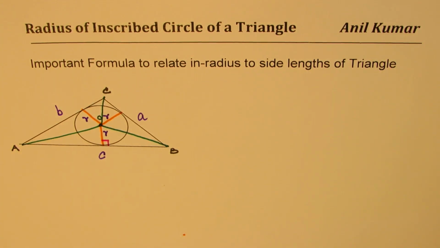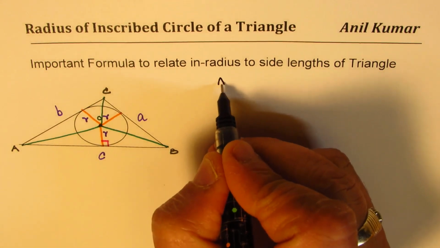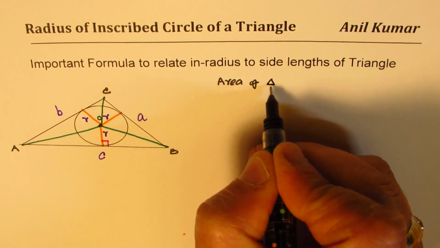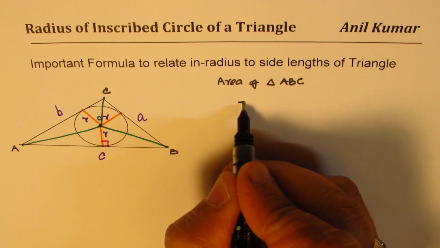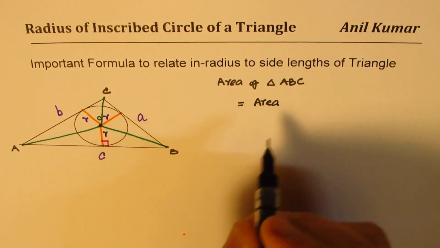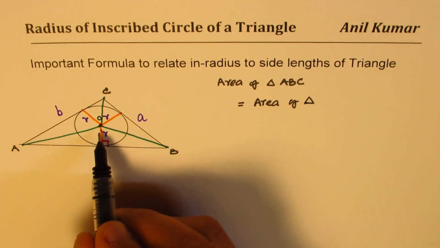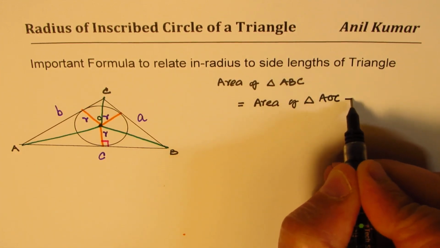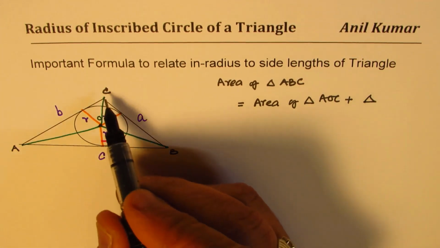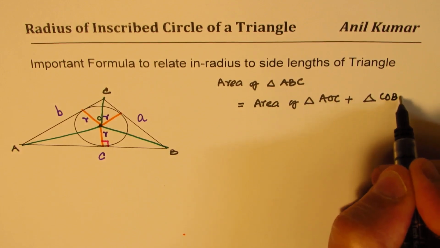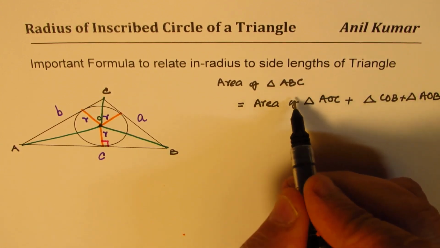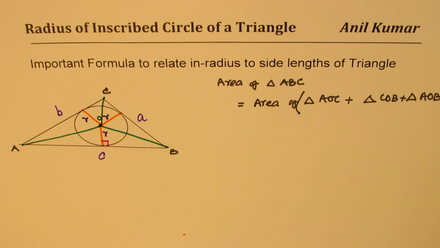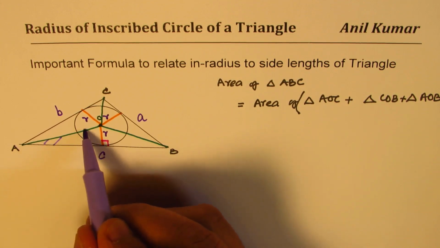Now, we can say that the area of the big triangle ABC is equal to the area of the small triangles AOC plus triangle COB plus triangle AOB. So it is the area of all these combined. So we have one of these triangles, that is like one of the triangles.